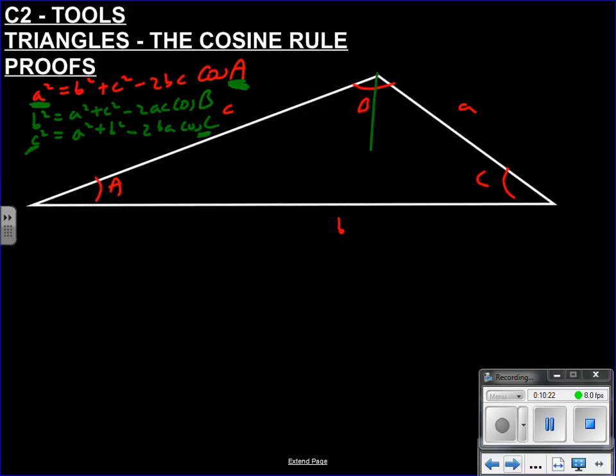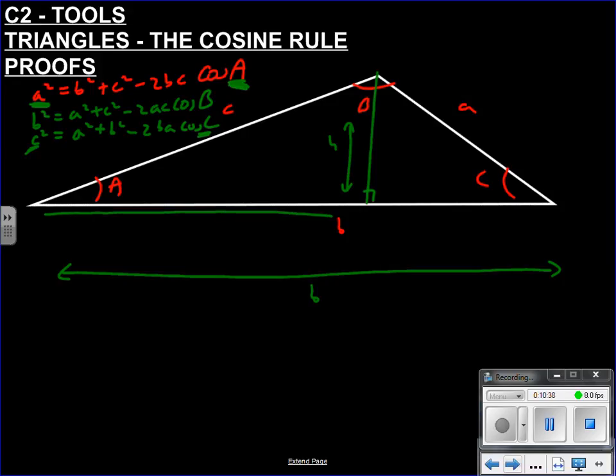So again, divide this down into 2. This is length h. Right. And also, this whole length, remember, is b. So what if I called that length here x? Let's call that length x. Therefore, this whole length here has to be b minus x, doesn't it? If b is the whole length, then if this one here is x, what's left over must be b take x. And now we can start working with this.